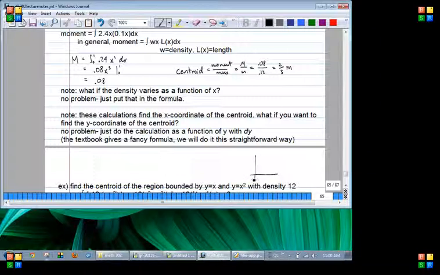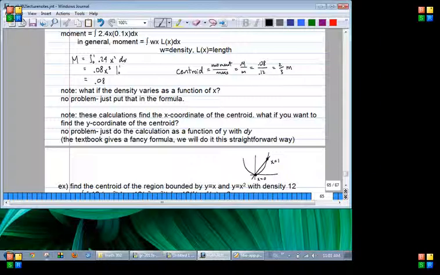So y equals x looks like this. y equals x squared, a simple parabola, looks like that. Okay, what are the two points of intersection? x equals 0, and can you guess what the other point of intersection is? Yeah, x equals 1. Normally you'd have to set them equal to each other and solve it, but I made this simple on purpose.